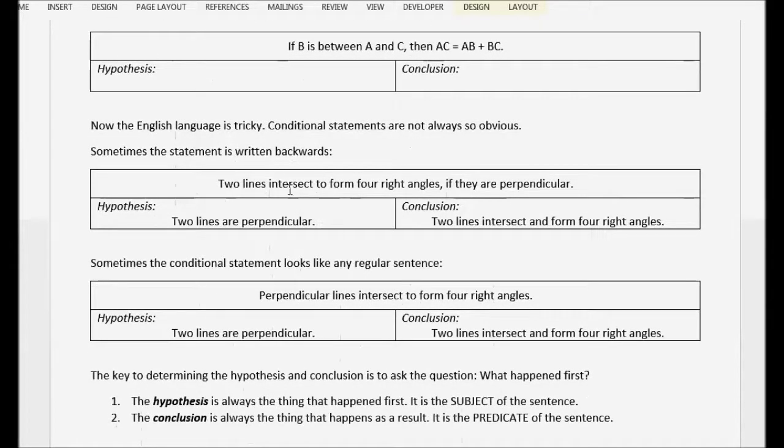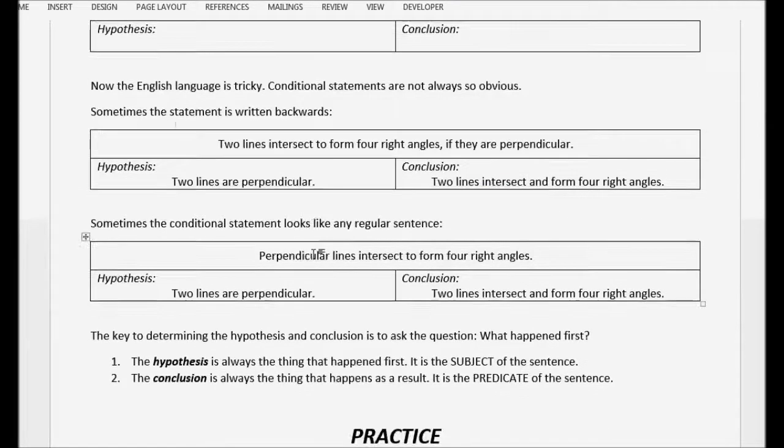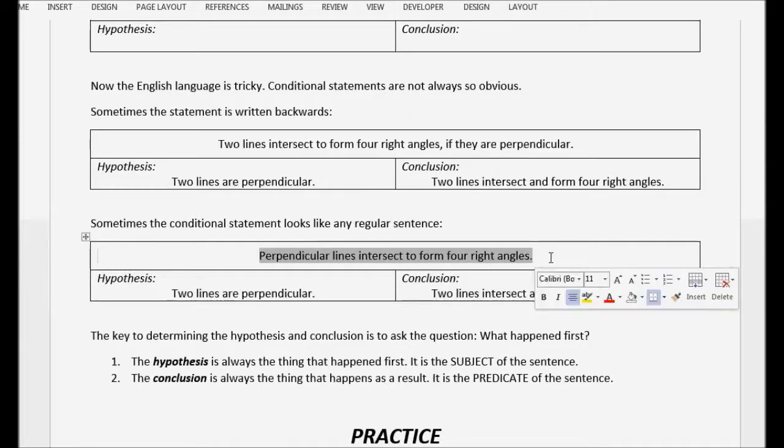Look at these examples. Here the statement is written backwards. Two lines intersect to form four right angles if they are perpendicular. The hypothesis is that two lines are perpendicular. The conclusion is that they intersect to form four right angles. Alright, it's written backwards. Sometimes it could just look like a statement. Perpendicular lines intersect to form four right angles. I call this a loaded sentence. There's a lot of stuff going on here. The subject means something, the conclusion means something. So you have to kind of figure out what's going on.